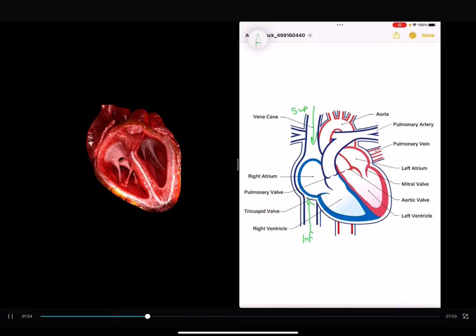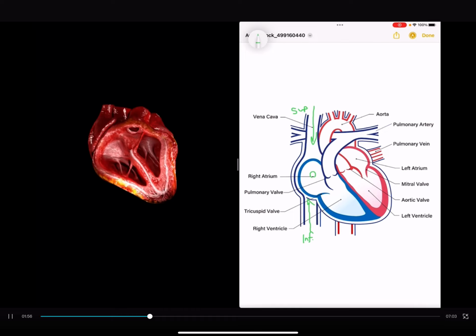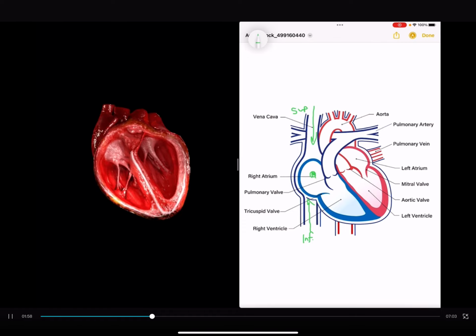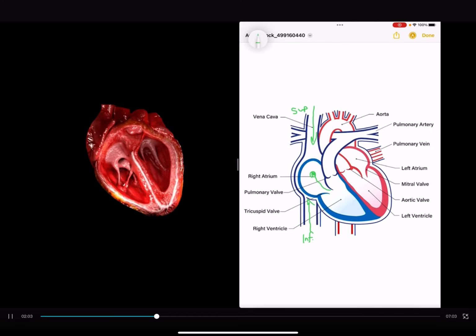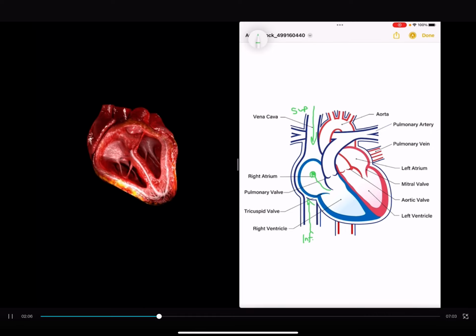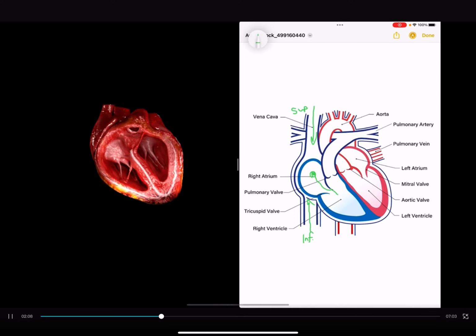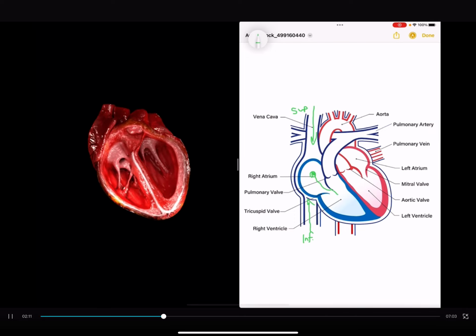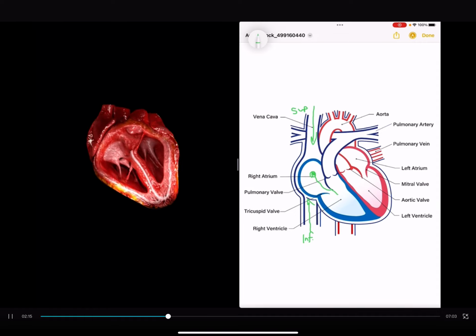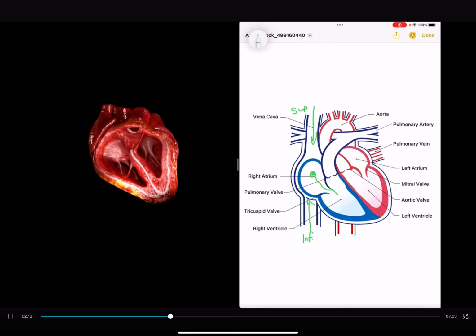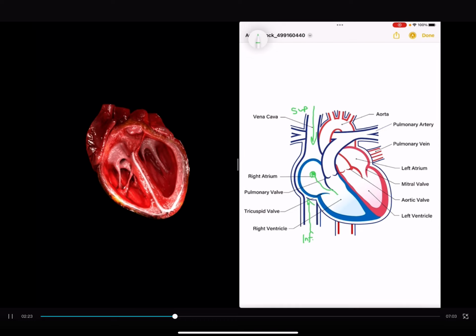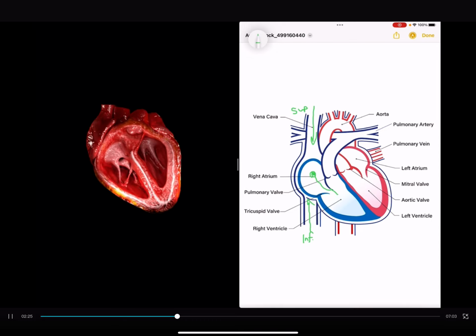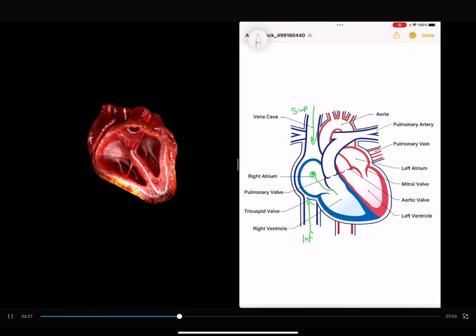Now, once the blood flows in our right atrium, it then is pumped through a valve, and this is a tricuspid valve or three-leaflet valve. And once the blood passes through or passes over that valve, we're going to enter into our right ventricle.